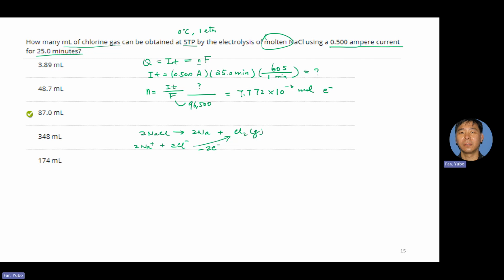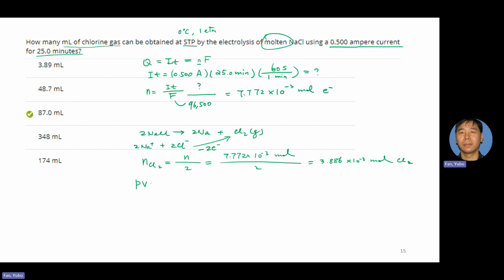So then we have the moles of electrons shown here. The number of moles of chlorine is half of that, right? 2 electrons form 1 molecule of chlorine. So it's n, the value we got here, divided by 2. So it's 7.772 times 10 to the minus 3 moles divided by 2. Then we have 3.886 times 10 to the minus 3 moles of chlorine. Okay, we got this number of moles.